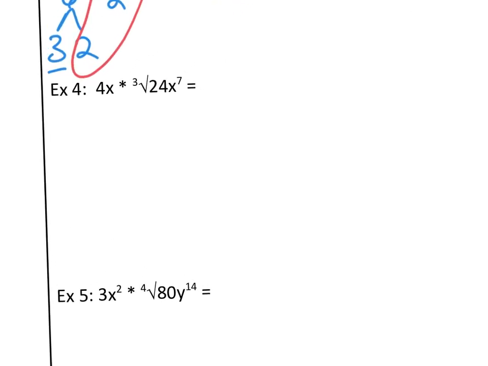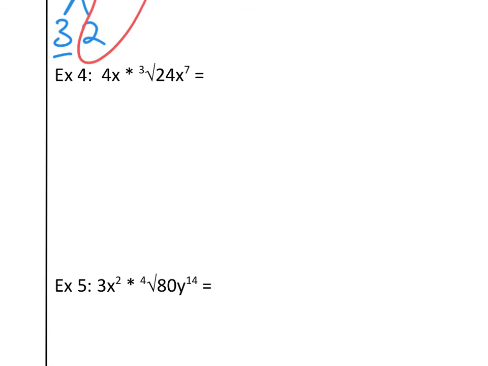Example 4. So, how this one reads is we've got 4x times the cubed root of 24x to the 7th. Is that 4x underneath of my radical symbol? Is it a radicand, or no? Is it inside of anything? No, it's just being multiplied by my answer. So I'm just going to go ahead and write it out.